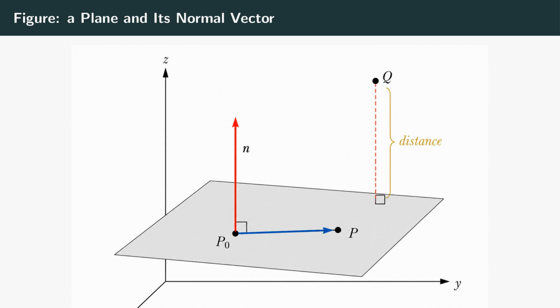Finally, look at the point Q floating above the sheet, not on the plane. The dashed red segment drops straight down from Q to the plane along the normal direction. Its length is the distance from Q to the plane, and because it runs parallel to the normal, we will compute it with a projection onto n in just a moment.